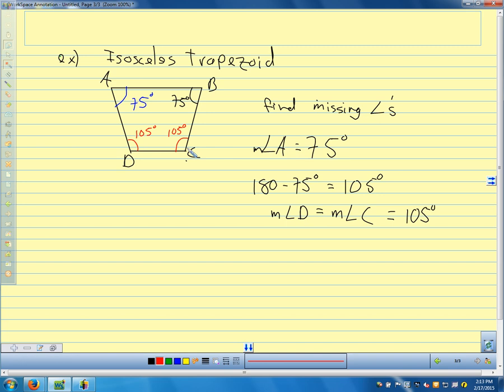And what do all the angles inside a quadrilateral add up to? 360. So if these two add up to 180, and those two add up to 180, then we're all set. Everything adds up to 360, and everything is nice in our trapezoid world.